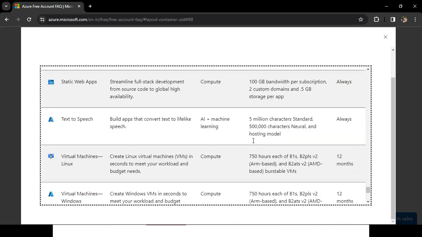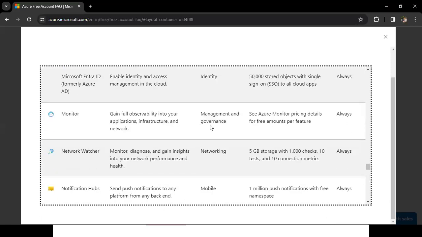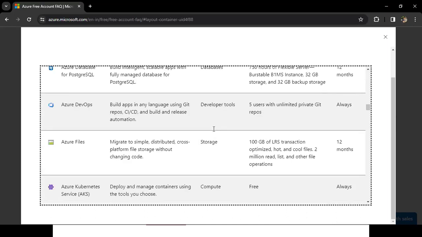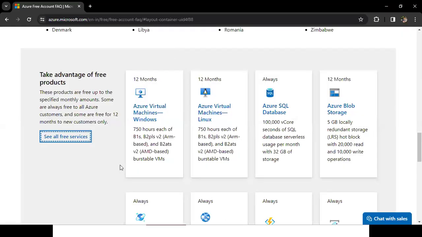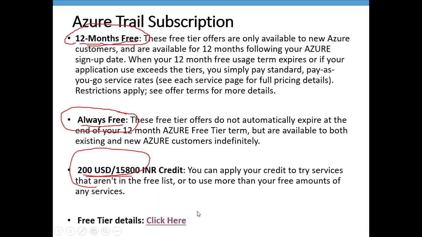In this particular link, you will get the details of all 55 services which they have given us for free, so we can practice. That particular link is already given in the PPT. Once I upload this PPT, you will get this link also.